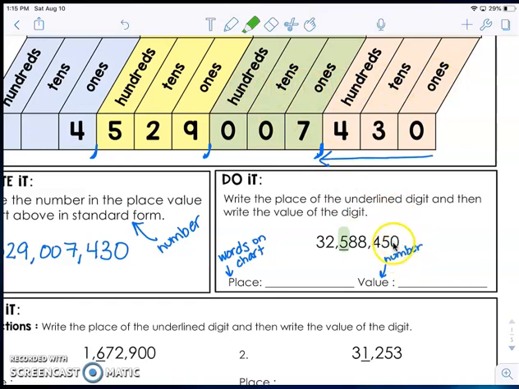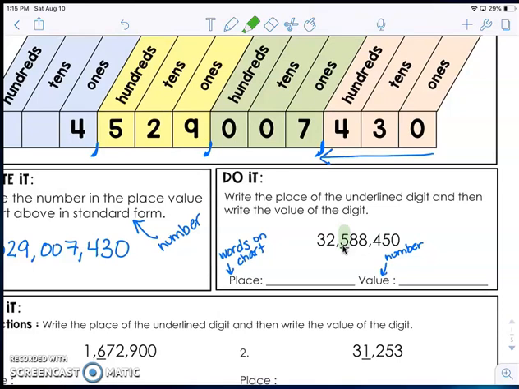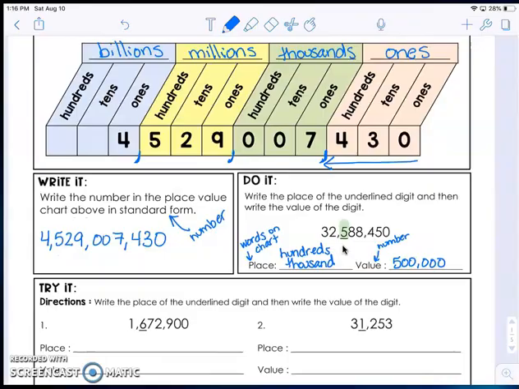So the 0 is the ones. This 5 is in the tens place. This is in the hundreds place. This is in the thousand place, 10,000, and 100,000. So if I were to identify the place of this 5, I would just write down 100,000. Okay, so that 5 is in the 100,000 place. So my value would be 500,000. All right, so let's go ahead and practice that a little bit more.